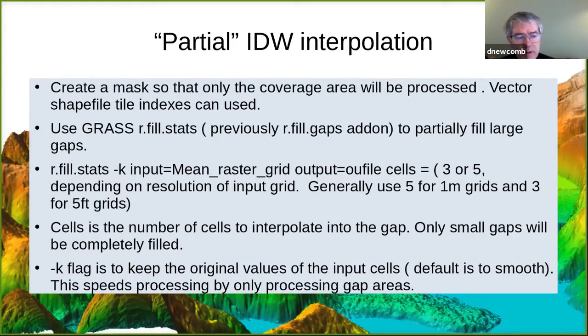You want to make sure when you're doing this that you have a mask over the area that you're doing, so that the outside is not incorporated into any processing. So what you do is r.fill.stats with a k input in the mean raster grid and your output cells. How many cells do you want to go in?